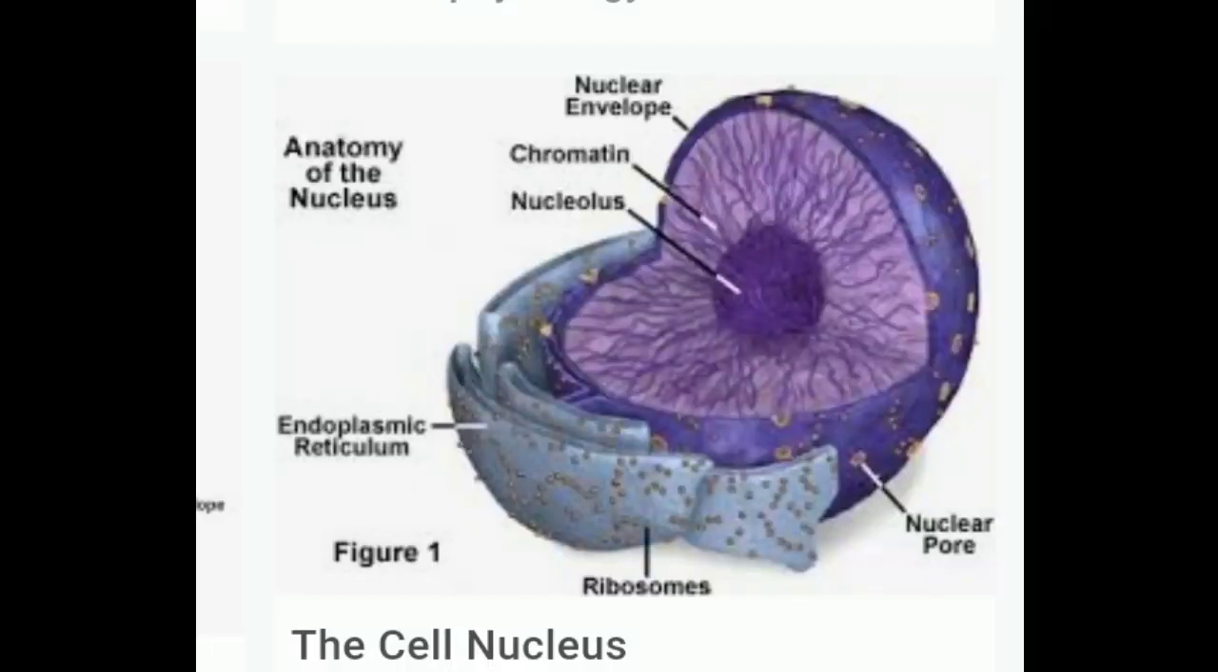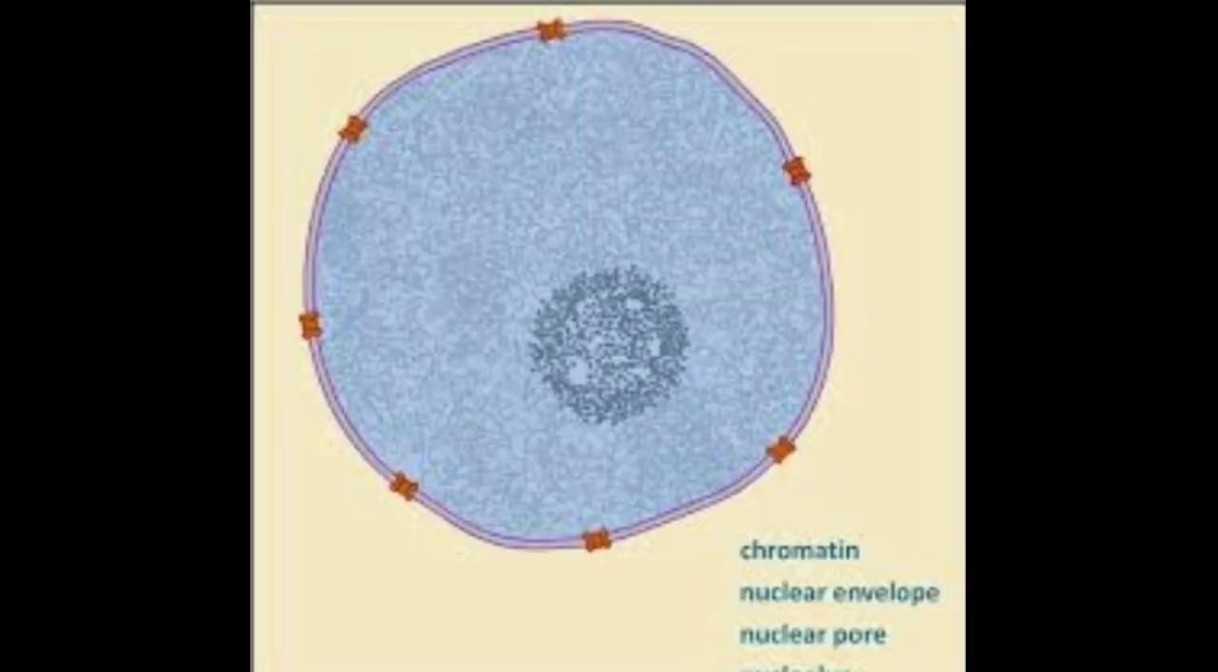This is the structure of the nucleus. The outermost covering is the nuclear membrane. Inside it we can see chromatin fibers in the nucleoplasm, and at the center we can see the nucleolus. There are nuclear pores on the nuclear membrane also. Close to the nuclear membrane we can see the endoplasmic reticulum, but it is outside the nucleus. This is the simple structure of the nucleus: nuclear membrane, chromatin fiber, nuclear pore, and inside it the nucleolus.